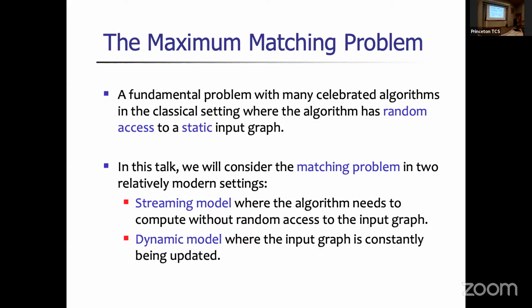The focus of this talk is going to be the matching problem in relatively modern settings. The first one is the setting of the streaming model, where the algorithm no longer has random access to the input graph. So we take away that property. And the second one is the dynamic model, where the underlying graph is no longer static, but will be undergoing updates. Okay? And we want to maintain a large matching. Throughout my talk, I'm going to follow the convention that n will denote the number of vertices and m will denote the number of edges.